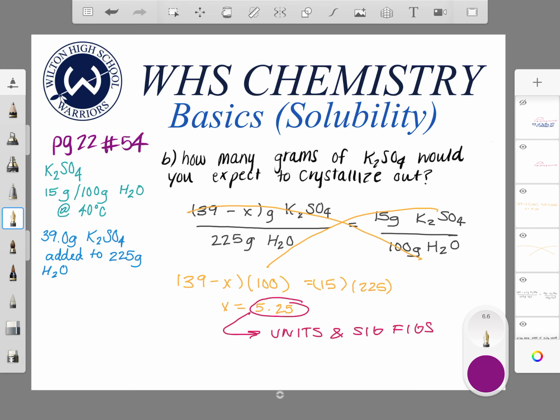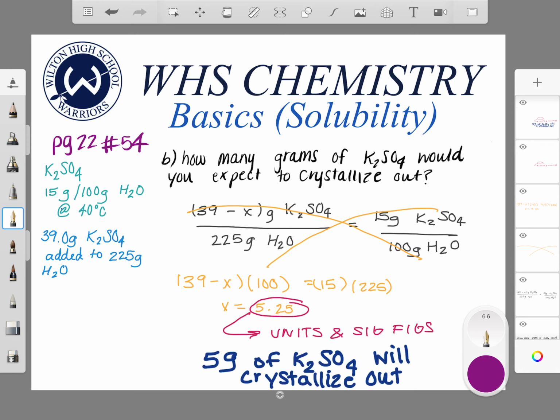You cannot forget about units and sig figs. So you should get 5 grams of K2SO4 that you expect to crystallize out, and you round off to one significant figure because in the problem, the least amount of sig figs is 1, so that's what you would round off to.